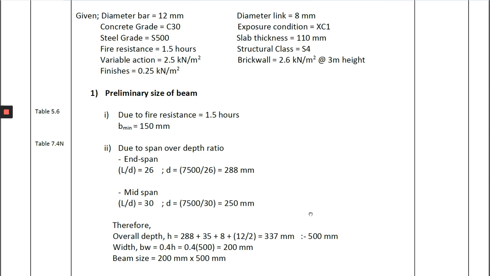The width of the beam is at least 0.4 H, or you may have 0.5 H. It's up to you. In my case, I would like to use 0.4 H, equal to 200 millimeter. Therefore, my beam size is 200 times 500 millimeter. I hope that you have no problem doing a preliminary sizing of the beam for the structure that you are going to design.